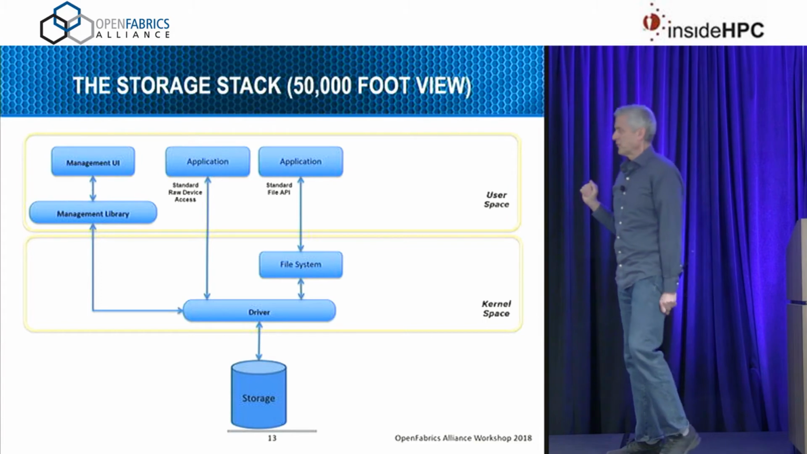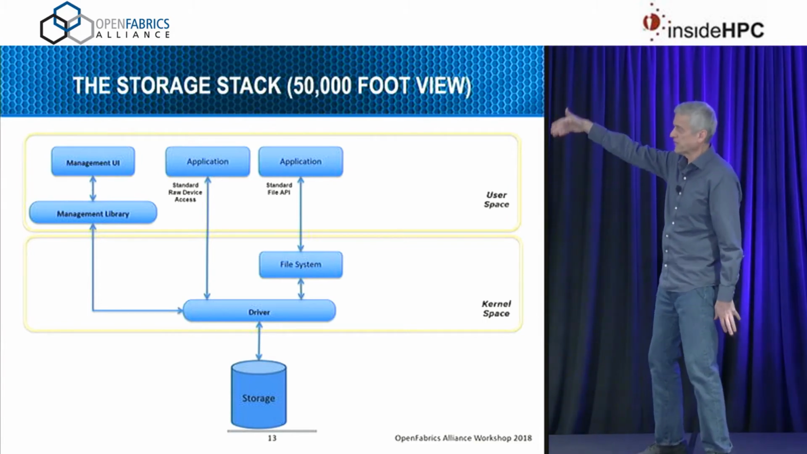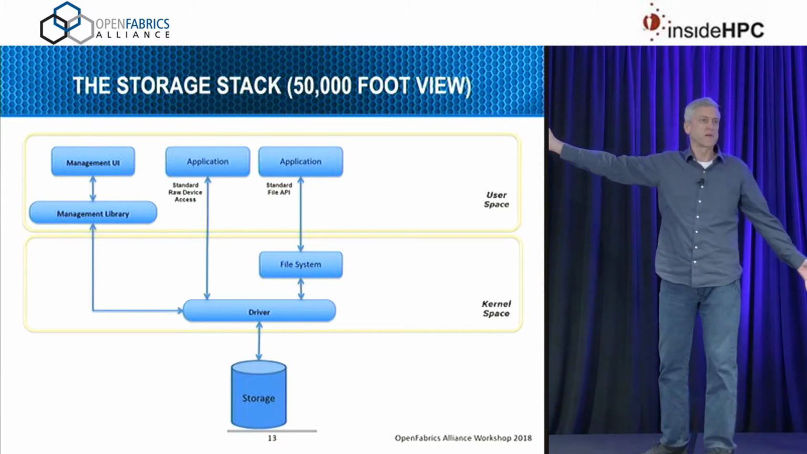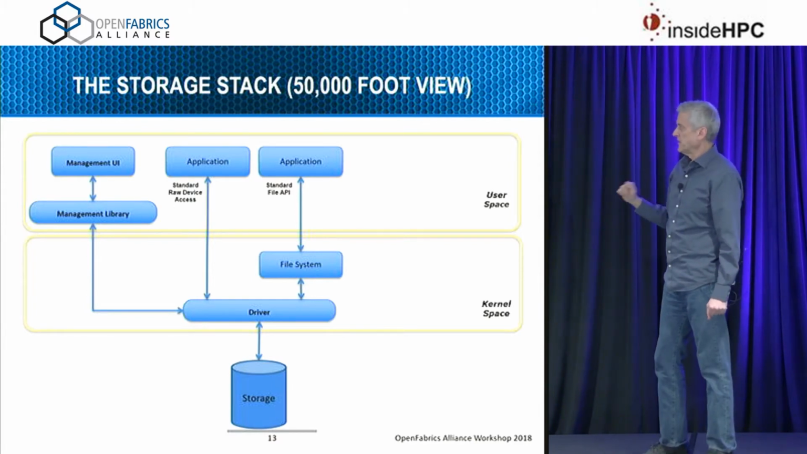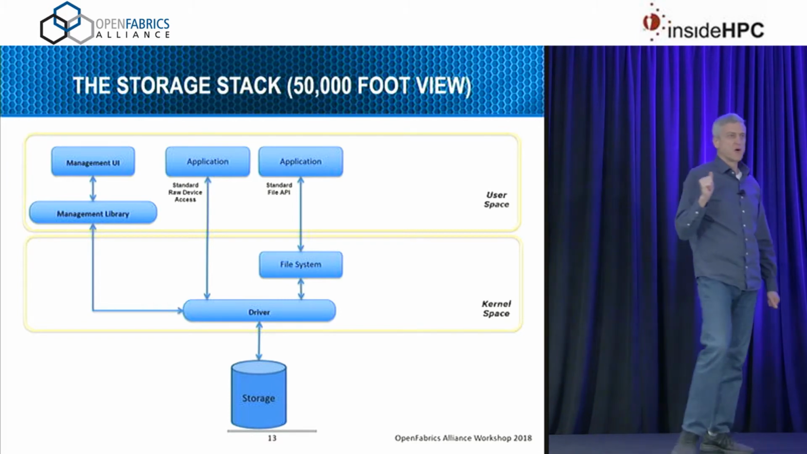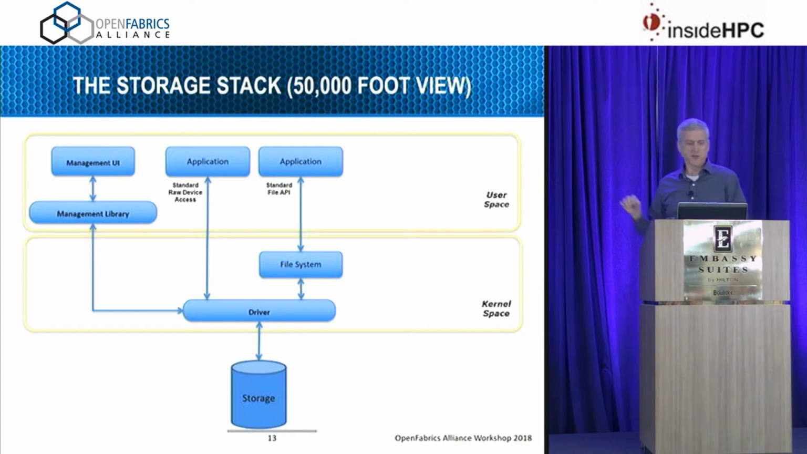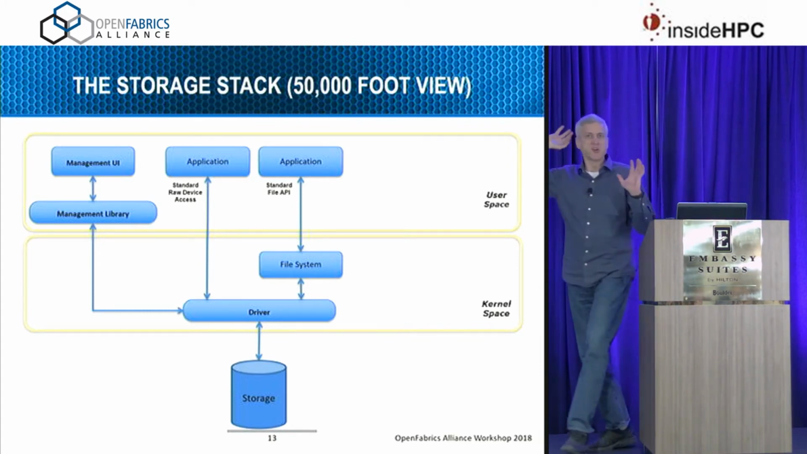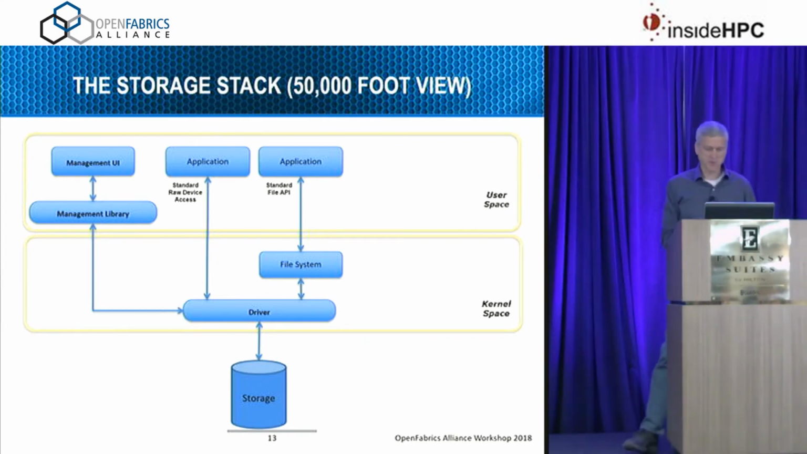This is my common picture of a storage stack. There's storage at the bottom. There's a driver. There's a file system. Applications sometimes talk directly to the driver. Sometimes they talk through a file system. But this is the stack that should be hopefully pretty familiar to everybody. It's got user space and kernel space components divided up here. And notice there's no mention of an OS. They all kind of look like this. There are slight differences, but they're all pretty much the same.